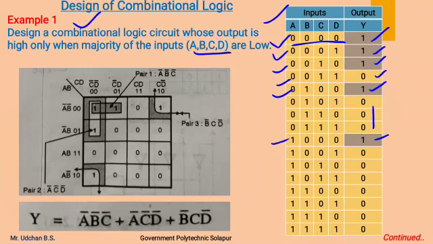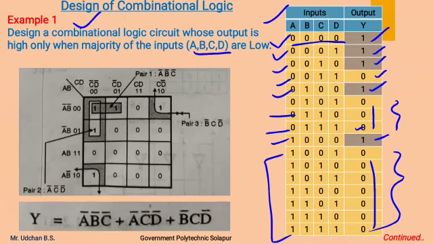For all the remaining conditions, the majority of the inputs are not at low level, so the outputs are made low. If you observe 0 1 1 0, there are 2 zeros and 2 ones, so the output is 0. Here 0 1 1 1, the majority of inputs are at high level, that is 3 inputs are at logic 1 level, so the output is 0. Similarly, for the rest of the input combinations, the output is made low as the majority of inputs are not at logic low level.